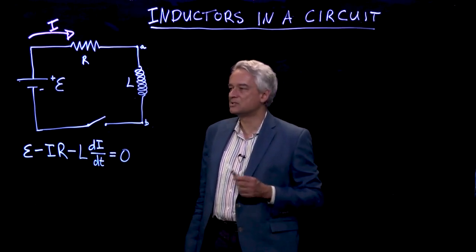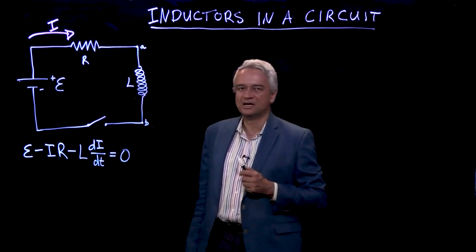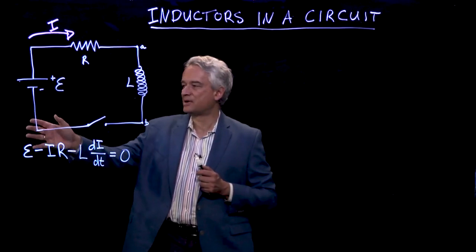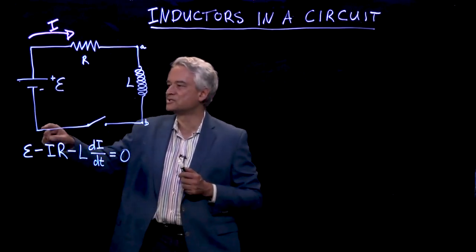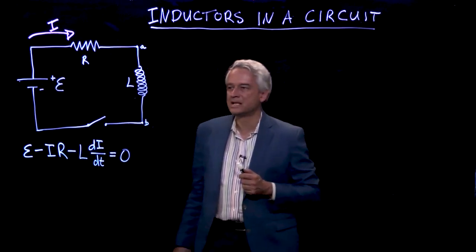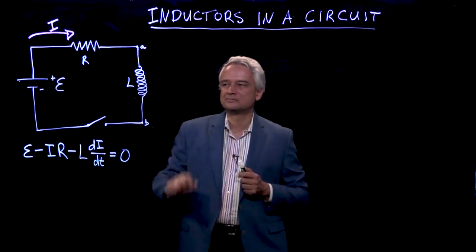And what's new in this case, as compared to what we did before when we only had R's and C's, is that in this circuit there are two sources of electromotive force. There's the battery. The battery has some chemical reactions going on in it which give an electromotive force, creating a higher voltage there than there. But now there's a new source of electromotive force, and that's the inductor.